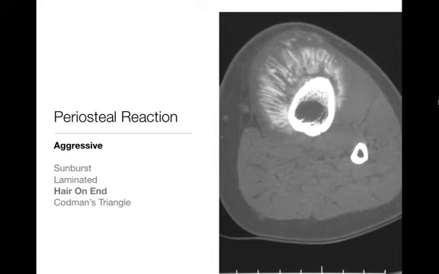Again, both are aggressive periosteal reactions, so don't waste too much time perseverating about whether this is sunburst or hair on end. Both really mean the same thing: something aggressive, something fast growing is there. Hair on end is really just because the bone is sticking straight up, just like your hair if you were being electrocuted.